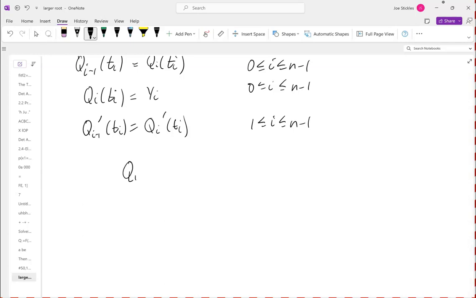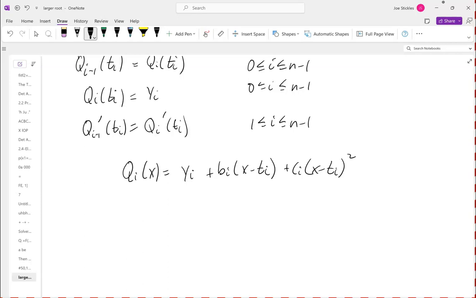Well, let's say that our q sub i function has the form, well, if I write it in a special form, I can make one of my coefficients very easy, by making it y sub i. If, instead of writing it as powers of x, I write it as powers of x minus t sub i. Because now if I plug in t sub i for x, I get y sub i like I'm supposed to, right? We agree? Okay.